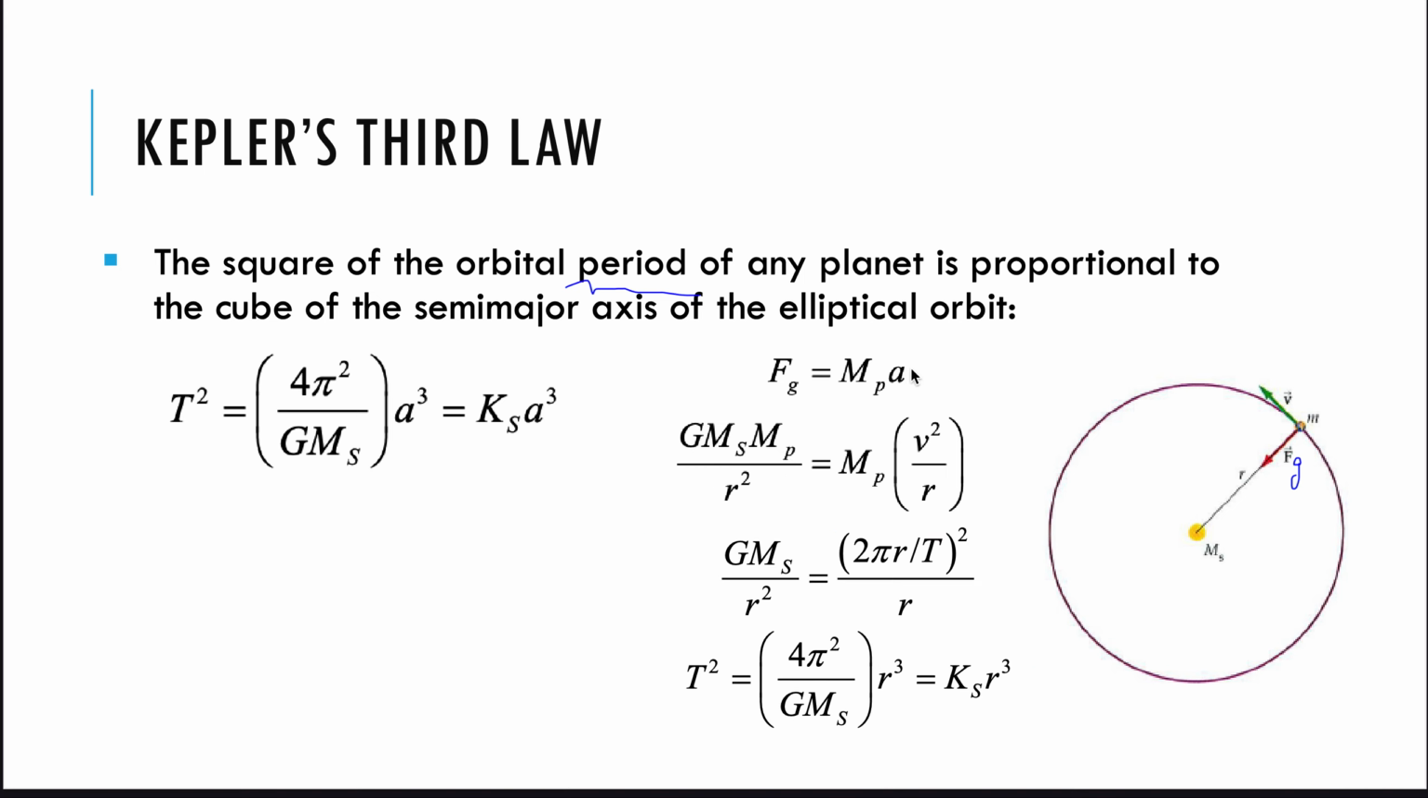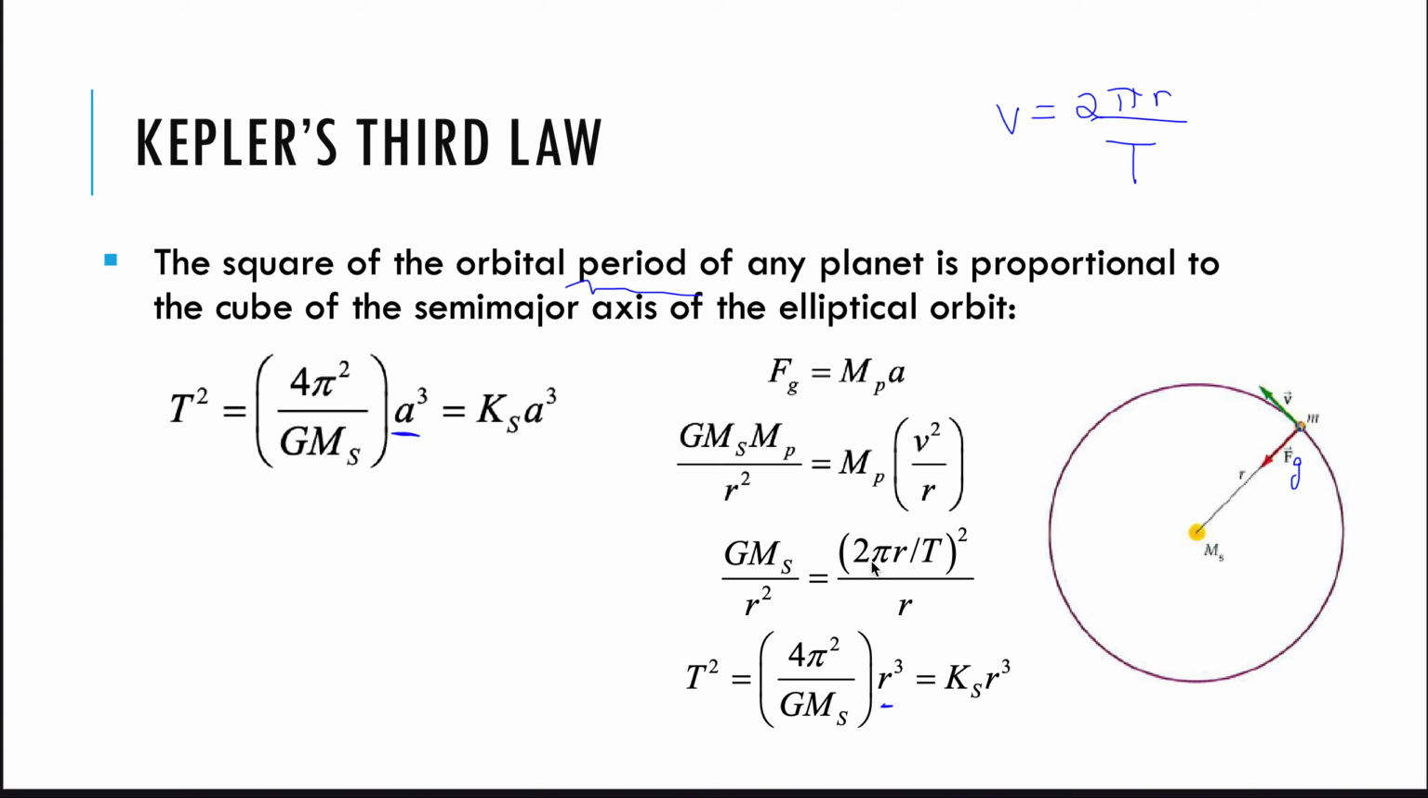And then we plug in the definition that v is equal to 2 pi r over T. So that makes sense, right? The speed of your planet is the distance, the circumference, divided by the time for that one revolution. So when you plug that in, and then you do the math to solve for the period, that's how we get this law. Now this is for a circular orbit, but it generalizes to an elliptical orbit by using the semi-major axis instead of the radius.